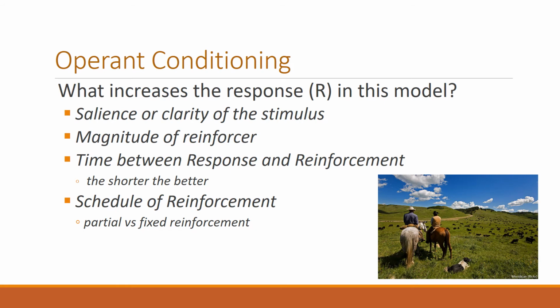Another interesting point about operant conditioning is called the schedule of reinforcement. If a behavior happens and every time that behavior happens there is reinforcement, the consequences happen, that's called fixed reinforcement. The behavior happens, the consequences occur every time. Partial reinforcement is a bit different. The behavior happens and occasionally, once in a while, at maybe random schedules or every third time, the consequences occur.